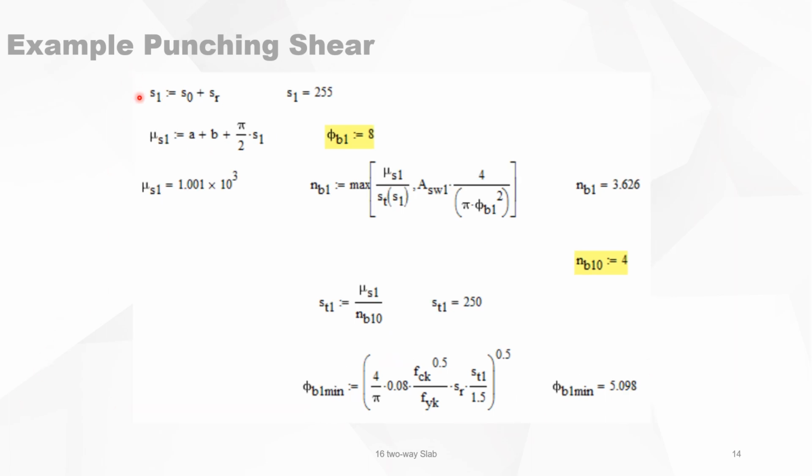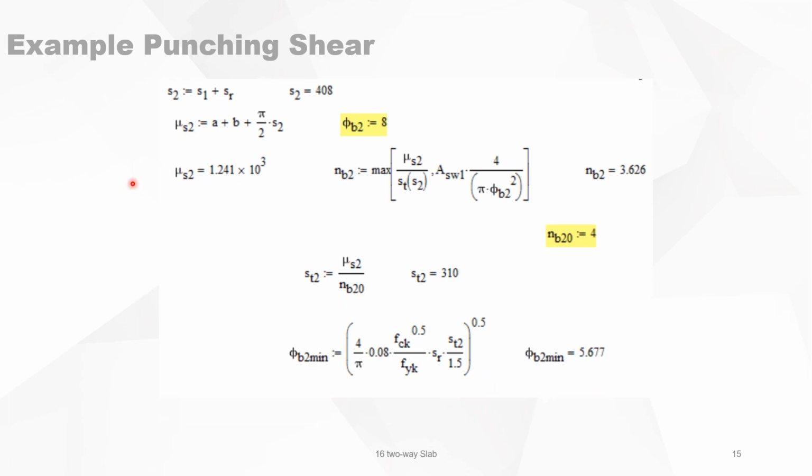Now we take the second perimeter of reinforcement. It's the first one plus the radial distance between the perimeters, and we have 255 millimeters. The total length of that second perimeter is 1000 millimeters. Again, we choose the diameter, we choose 8, we need 3.6, we make 4, and we check the minimum required diameter of shear reinforcement. And then it's a repetition.